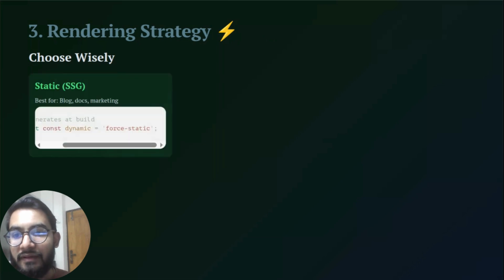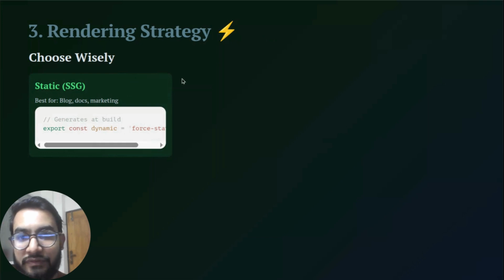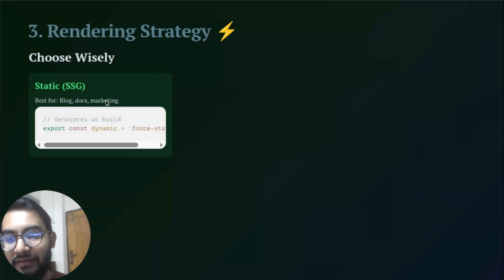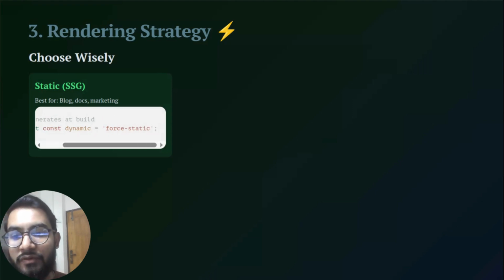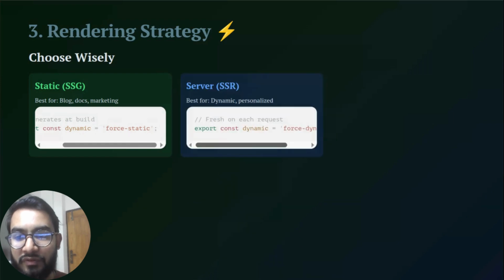Well, and then the rendering strategy, which is also very crucial, and you need to be careful about this. Here you can see the first one is static rendering, which is best for blogs, docs, and marketing pages. So how can you define it? You can define it like this: export const dynamic = 'force-static'. So the page will be forcefully static, and as I mentioned, this will be useful for blogs, docs, and marketing.